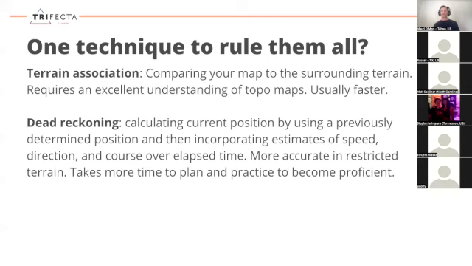And it's almost always faster. The only time it's not going to be faster and more efficient than dead reckoning is when you get into a restricted visibility situation. So your restricted visibility could be in the tree line, could be if fog or clouds roll in. These are going to be the times where having a dead reckoning plan is going to save your bacon. Dead reckoning is where you calculate your current position using speed of travel, a previously known point, and then direction over a set amount of time. So it's more accurate in restricted terrain, but it takes a lot more planning and practice to become proficient at.